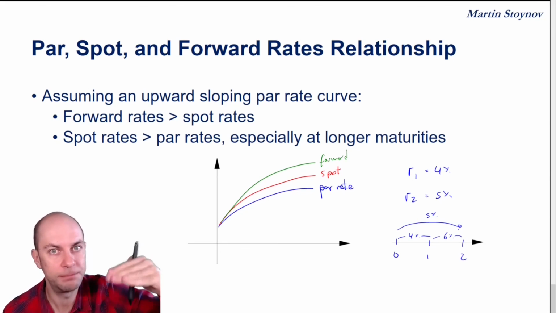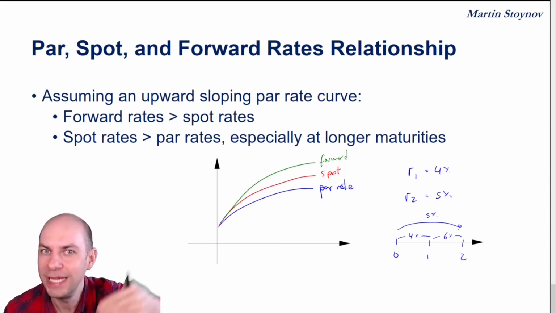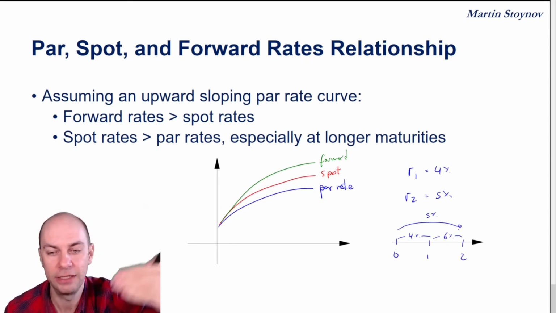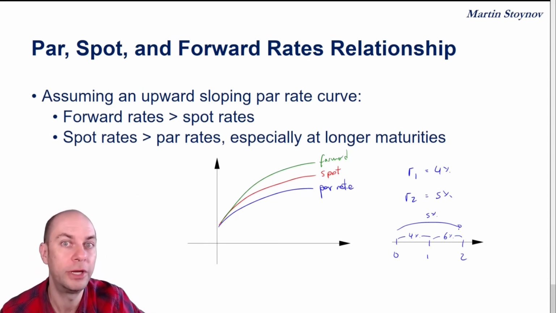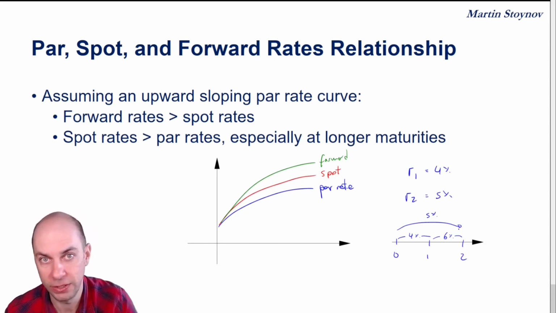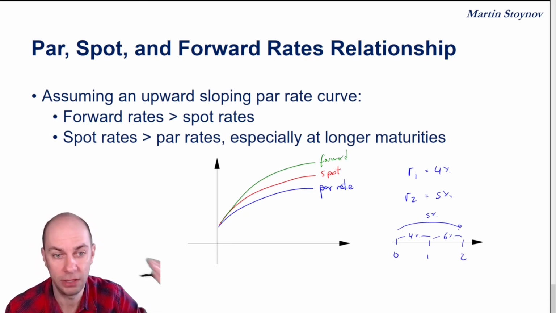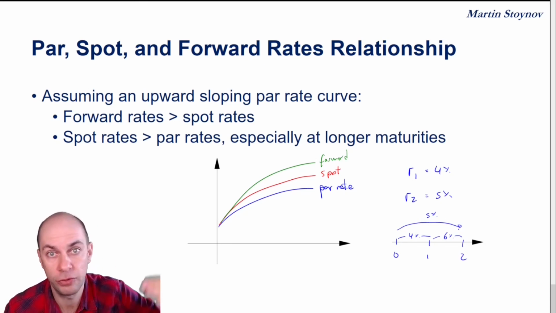So if your spot rate curve is upward sloping, it means mathematically that the forward rate must be higher in order to bring that average up. And vice versa, with a downward sloping curve, the forward rate must be below the spot rate in order to bring the average down.